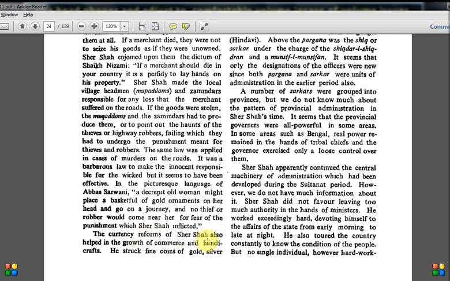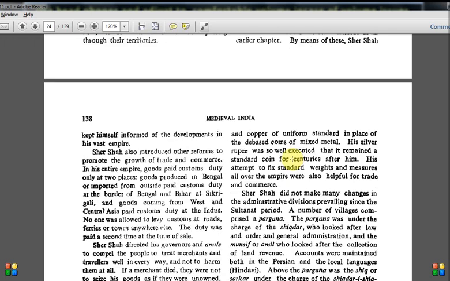The currency reforms of Sher Shah also helped in the growth of commerce and handicrafts. He struck fine coins of gold, silver and copper, of uniform standard in place of the debased coins of mixed metal. So earlier, before him, it was mixed metal coins, but now he made a proper technical system of gold, silver and copper. It had different denominations and different values, and was used for different transactions also. So it was all organized under Sher Shah Suri.